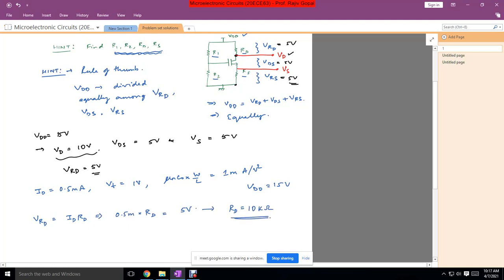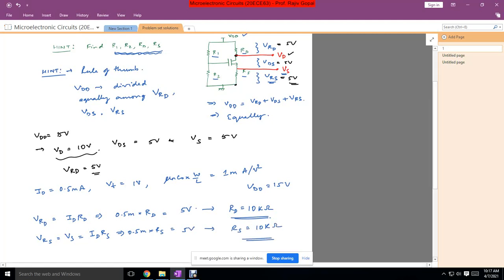Right. Similarly, VRS is actually same as Vs, is equal to ID into RS. Again, 0.5 milli into RS equals again 5 volts. So from this you get the value of RS also, which turns out to be same, 10 kilo ohms.